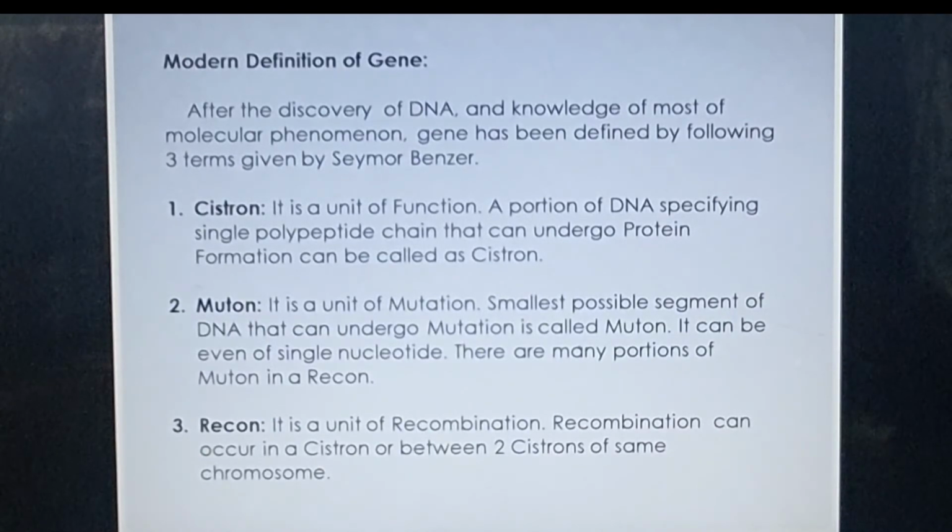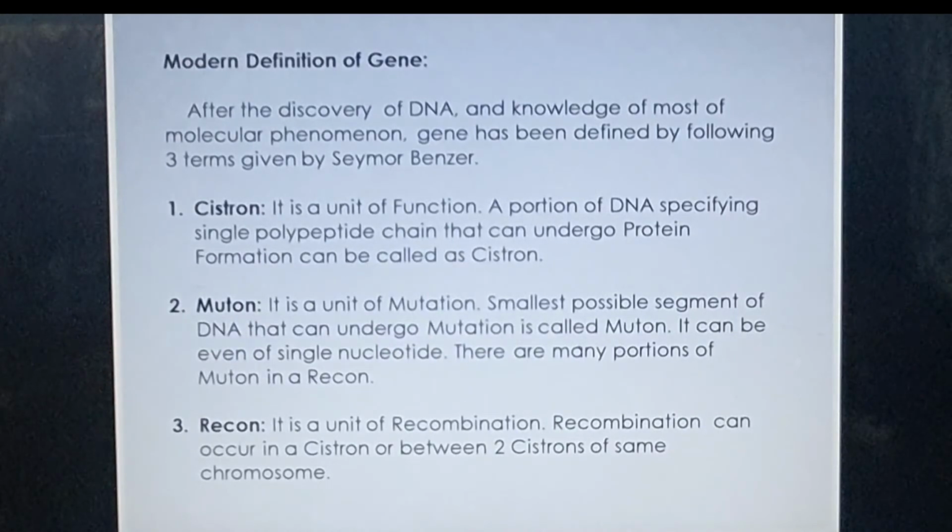What is a recon? A recon is a functional segment of DNA that can be responsible for a particular function, so it will definitely have a number of nucleotides. And what is a muton? It is the unit of mutation, meaning the smallest part in which mutation can occur, and we know the smallest mutation is a point mutation that can occur in a single nucleotide. In that way a recon can have many nucleotides. That's why a recon can have many portions of muton.